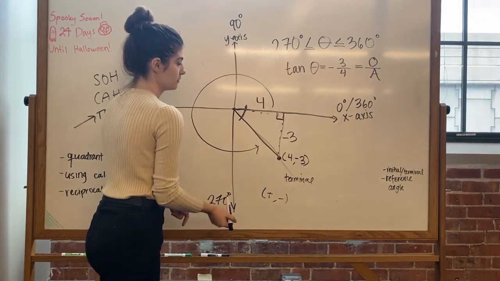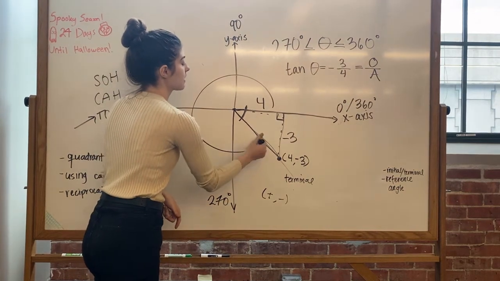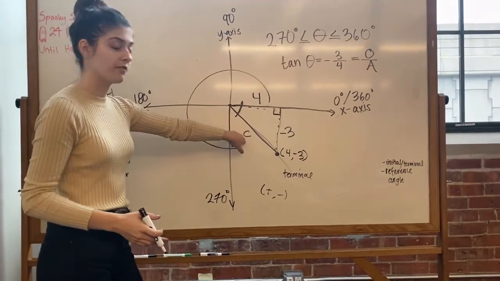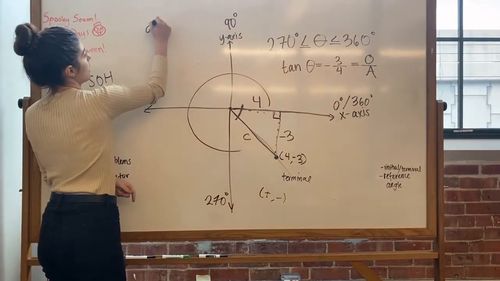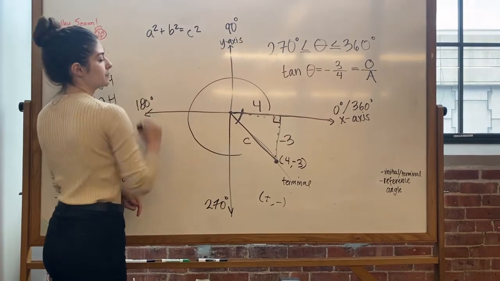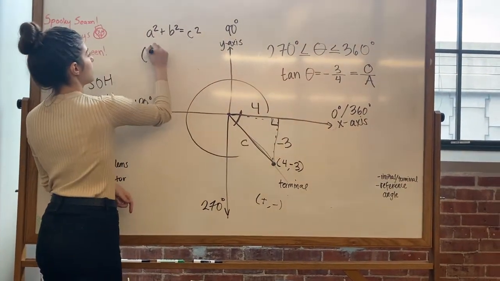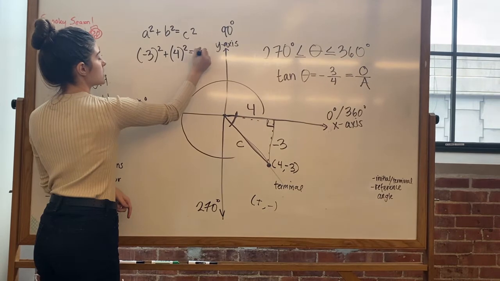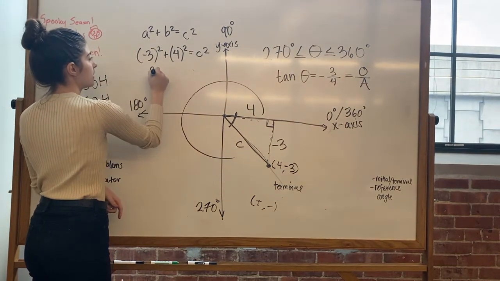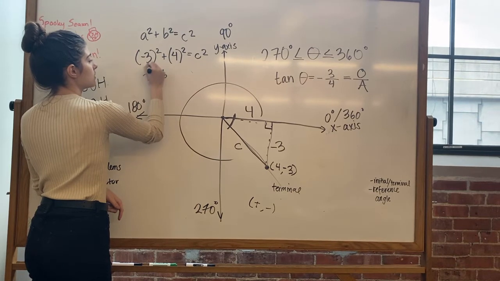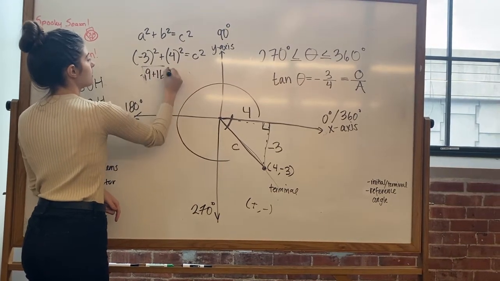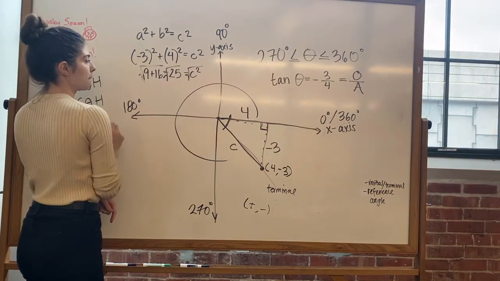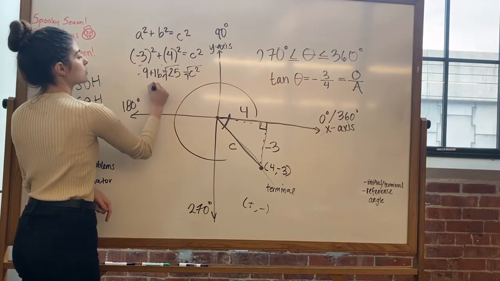So I'm going to move this out of the way. I'm going to call this c. And then just a squared plus b squared is c squared. We can find our hypotenuse, right? So a squared plus b squared equals c squared. So we have a and b, right? Negative 3 squared plus 4 squared is c squared. We get 9 plus 16 is 25 equals c squared. So then we'll take the square root, right? And we get that c equals 5.